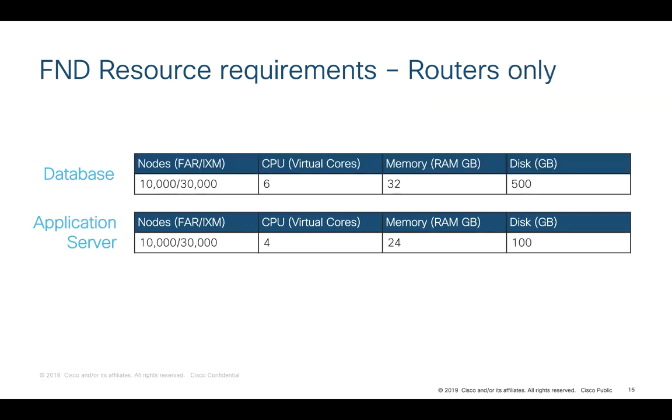FND resource requirements for a router's only deployment. The database and app server, again, are running on two different hosts. Scale shown is 10,000 routers or 30,000 IXM devices. The FND application is not limited to these numbers. FND can definitely scale higher. You'll just have to provision more memory, CPU, and disk as you scale up.